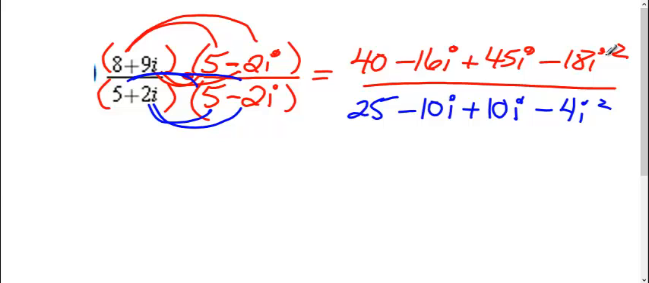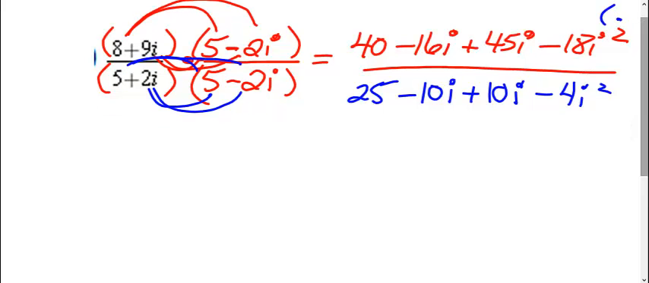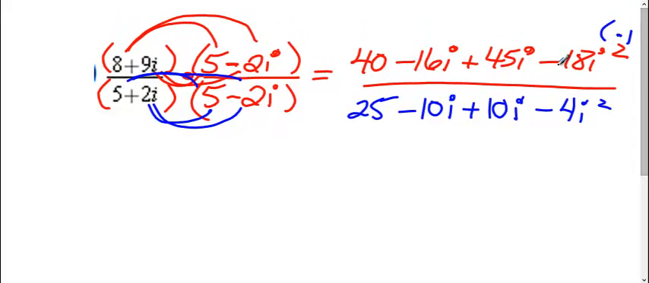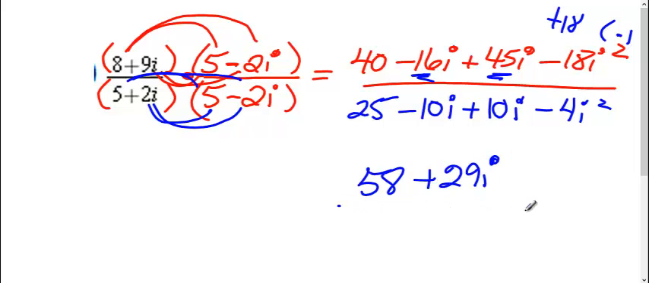So we know that i squared here is a negative 1. Therefore, a negative 18 times a negative 1 is a positive 18. So when I combine this, a 40 and a positive 18 gives me 58. And then I still need to combine this, negative 16i and positive 45i. When I combine that, I get a positive 29i.